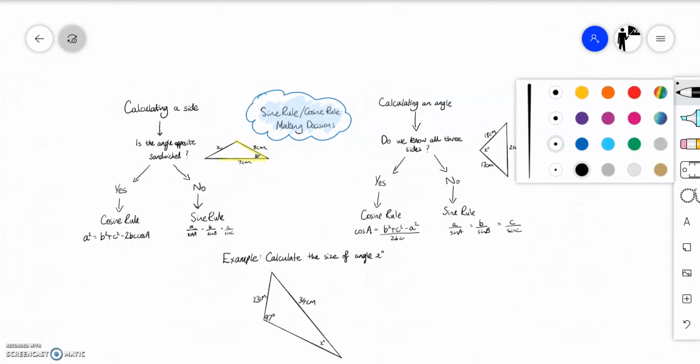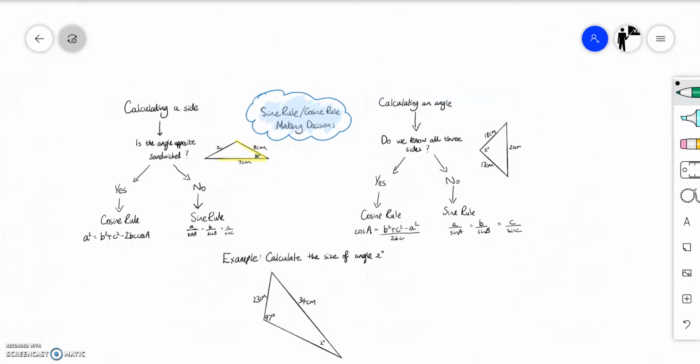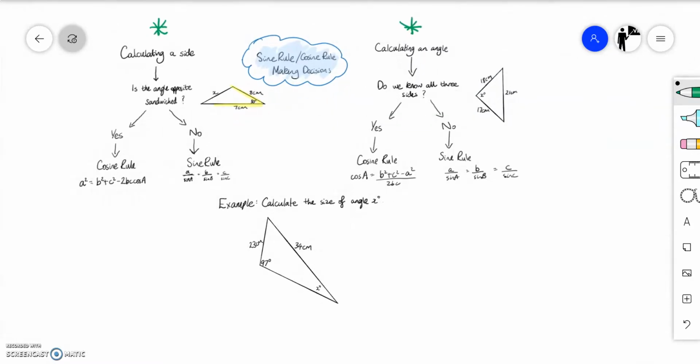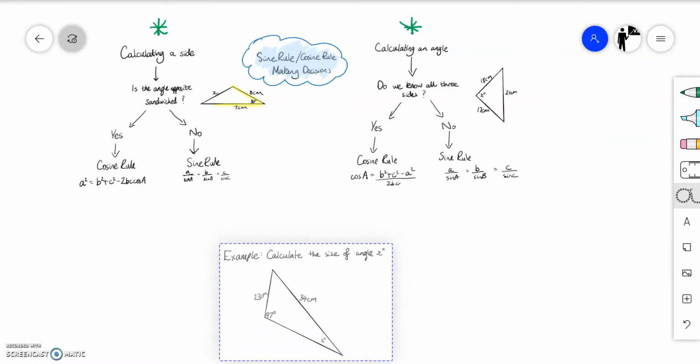So essentially, what I would like you to be able to do is somehow internalize both of these flowcharts, which will help you make the appropriate decision. We'll show you how this flowchart can work with one example, but if you're wanting to work out how to use the sine rule or the cosine rule, have a look back at some previous videos.